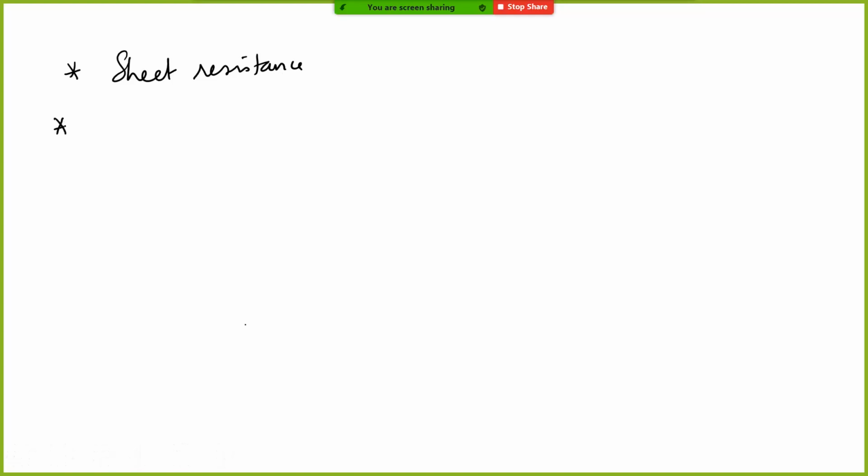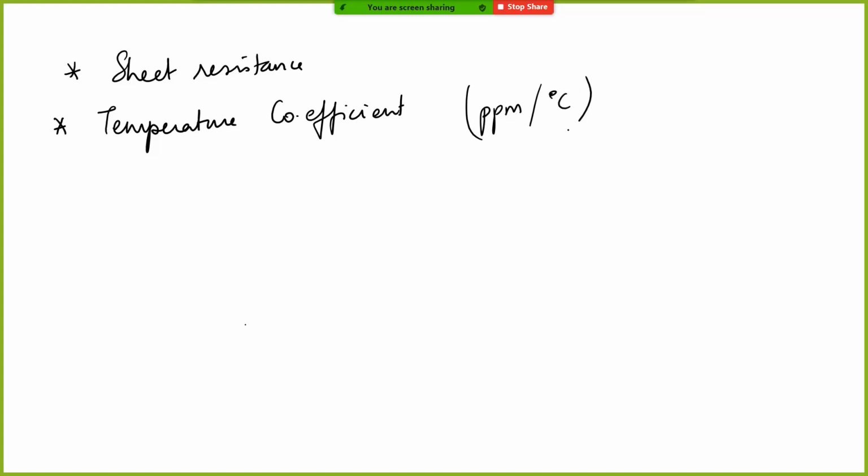The other thing that we are interested in is basically what is the temperature coefficient. Okay, what is temperature coefficient? Basically, by how much does the resistance change per degree change in temperature? Sometimes it is measured in ppm per degree centigrade.